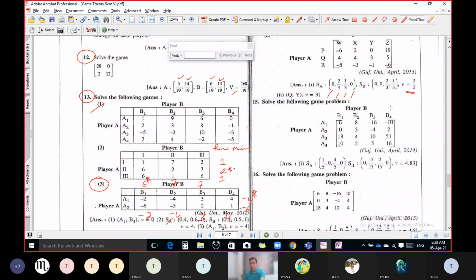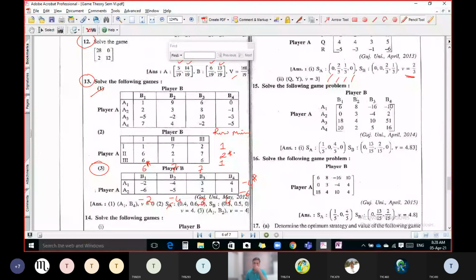Let us discuss the last question of this chapter. First of all, row minima. Tell me the minimum value of the first row. -16. Then -4, -16. Then plus 4, then 2. The highest is 4.